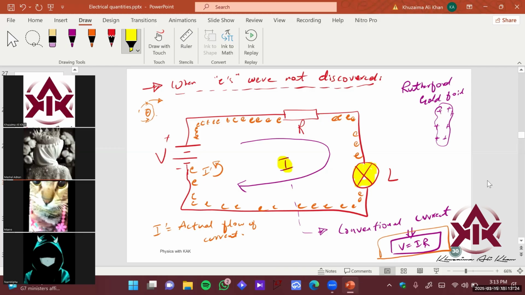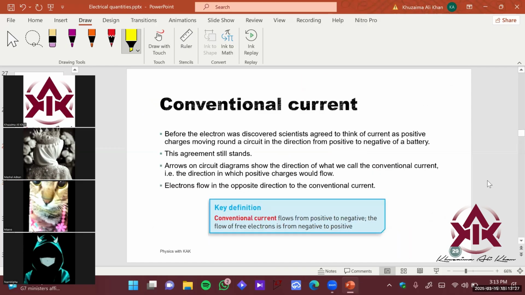Okay, so let's skim this slide over here, which is what we have just discussed. Before the electron was discovered, scientists agreed to think of current as positive charges moving around the circuit, from positive to negative of a battery. This agreement still stands, because if you see a master's or bachelor's level book, they use the same laws. I also learned the same laws. I was surprised too, and I asked this question to my professor, and he answered that every law of electricity derived using positive flow is exactly the same as for negative flow. Only the sign is changed.